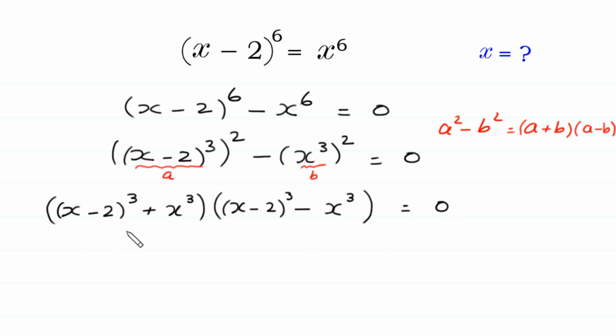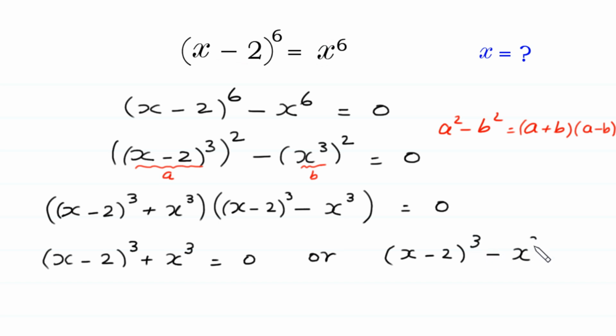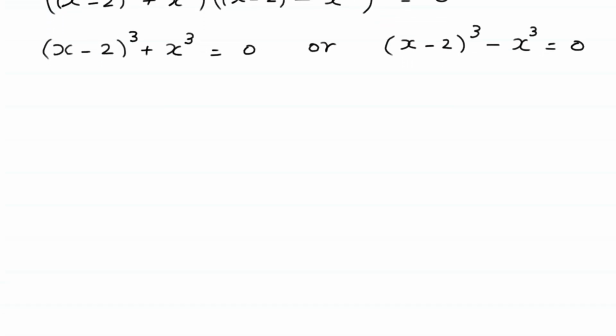Now from here, either this expression (x - 2)^3 plus x^3 is equal to 0, or this expression (x - 2)^3 minus x^3 is equal to 0. Now according to this algebraic identity, a cubed plus b cubed is equal to (a plus b) times (a squared minus ab plus b squared).